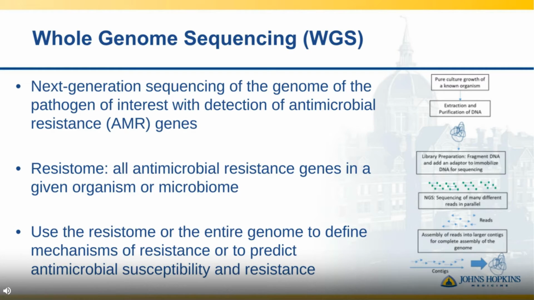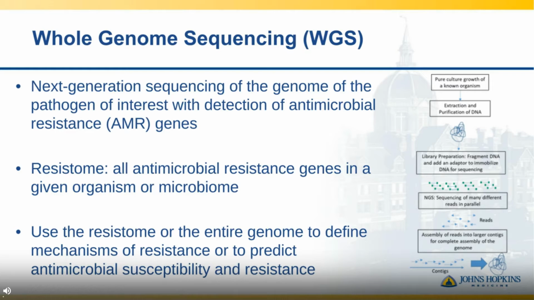So what is whole genome sequencing? Well, it's an application of next generation sequencing where you're sequencing the genome of a pathogen of interest. And you'll sequence and sometimes just take the reads, or you'll assemble it. And from those reads or that assembly, you'll then detect the antimicrobial resistance genes associated with that organism.